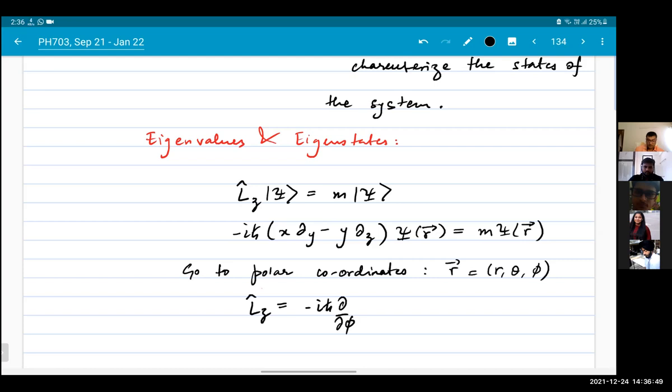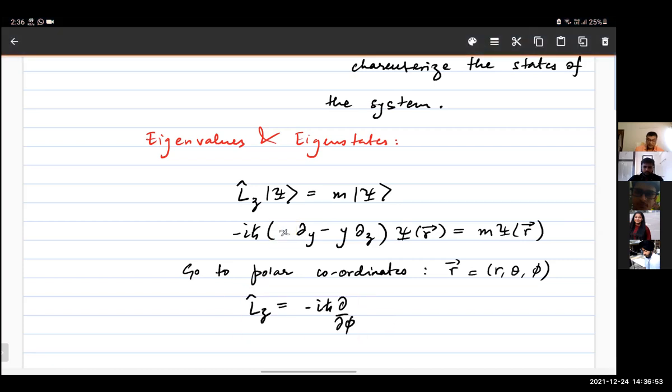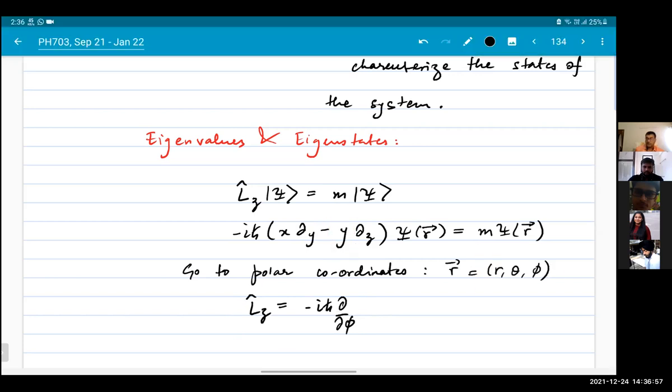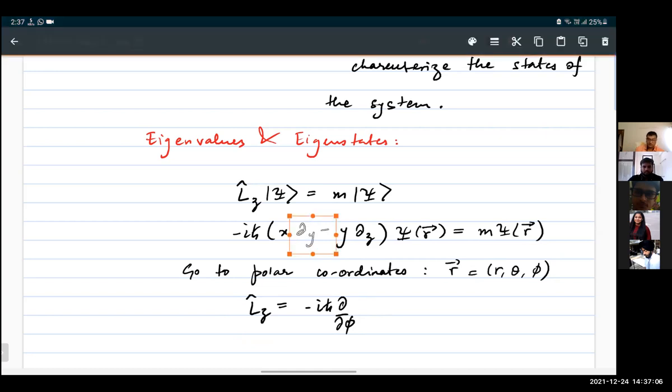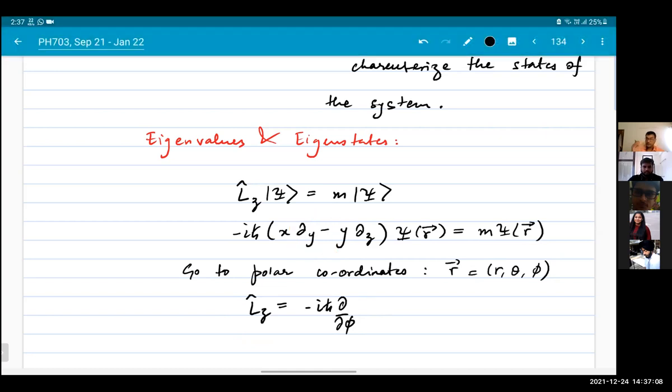Right? So how do you get this expression? You write x and y in terms of these coordinates. So what is x and y? X is equal to r sine theta cosine phi and so on. But then you have to write the derivatives also in terms of the derivatives with respect to r, theta, and phi.